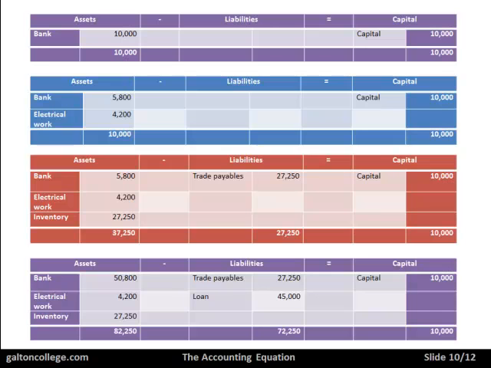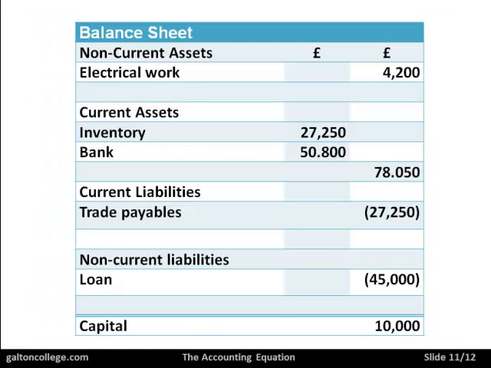It is possible to draw up a very simple balance sheet based on this. His electrical work is over here, 4,250. His stock of current assets is there, and what he's got in the bank. Add those together, you get this. So his total assets would be that 4,200 plus the 78,050. He owes this, and of course he owes the loan. And when you subtract those, in accountancy, they usually put them in brackets. Brackets means negative. And when you subtract them, you get 10,000.